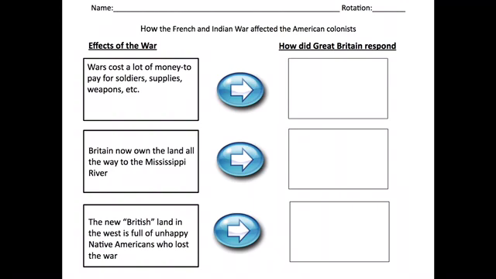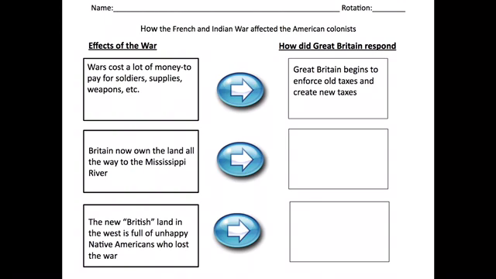Because war is so expensive, the outcome of this is that Great Britain begins to enforce old taxes and create new taxes for the colonists. So taxes are going to be an issue. Those colonists who were not paying their taxes to the British king before are definitely going to be forced to do so now, and the king is going to start to develop new taxes in order to bring in more money to pay off the debt from the French and Indian War.